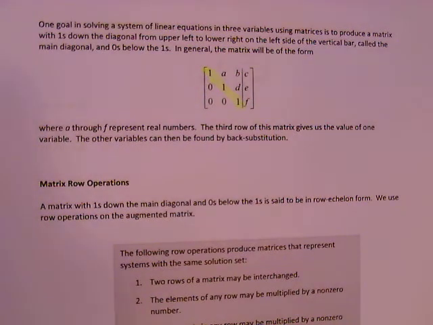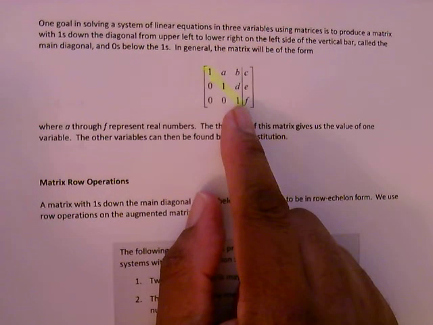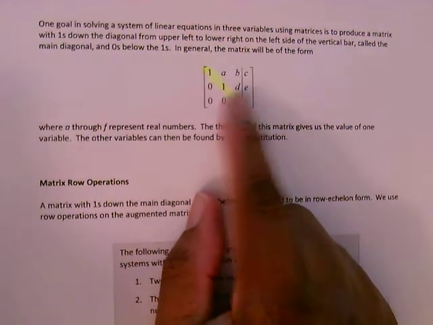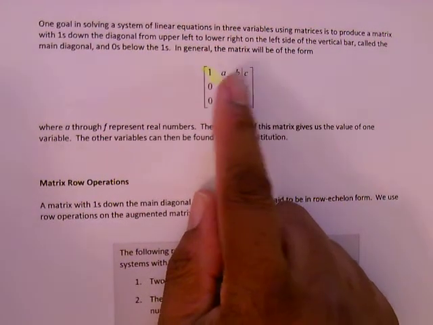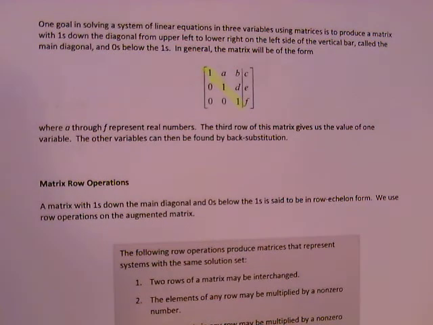The third row of this matrix gives us the value of one variable. The other variables can then be found by using what they call back substitution. So usually in this case, this would be z equal to something. And then you'll substitute z into the second equation to get y. And then you'll substitute the y and the z into the first equation to get your x value. That's what we mean by back substitution.